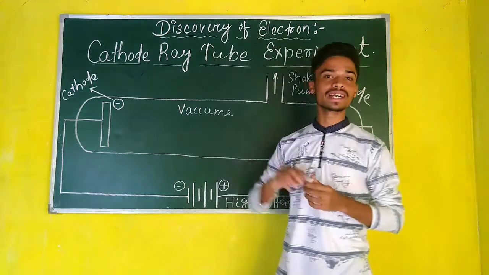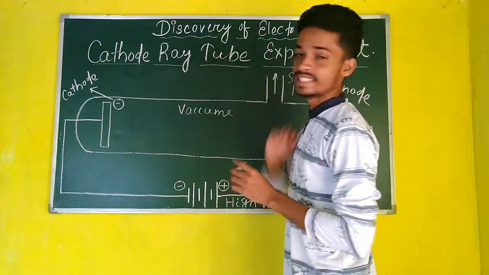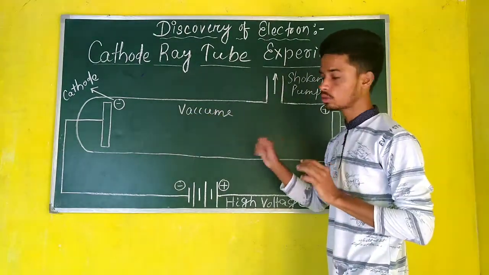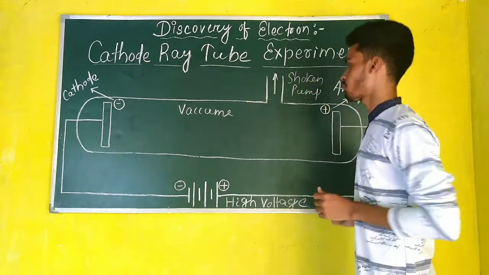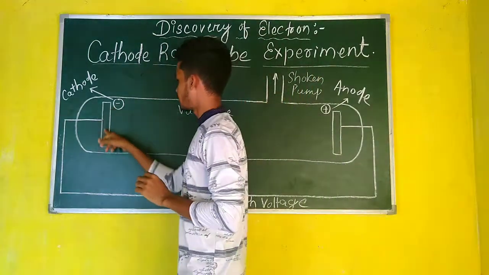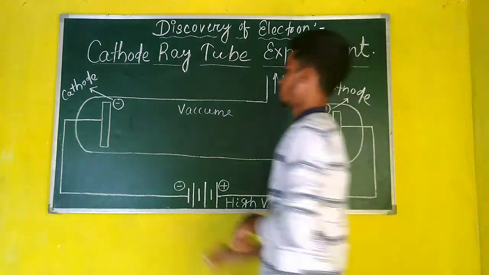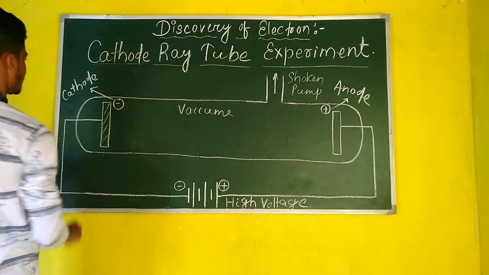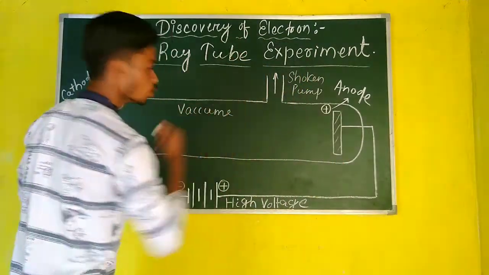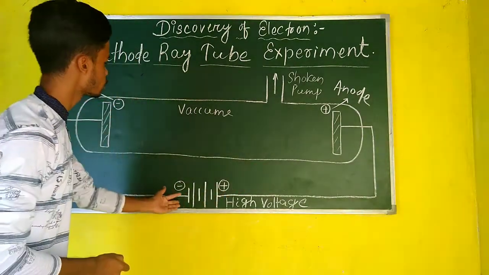So, what is the cathode ray tube experiment? Students, J.J. Thomson takes a cathode ray tube. This is not a vacuum tube yet, this is only a cathode ray tube. In the cathode ray tube, two metal rods are present. This is the negative electrode, this is the positive electrode. The negative electrode is called the cathode, and the positive electrode is the anode. Both rods are connected to a high voltage source.